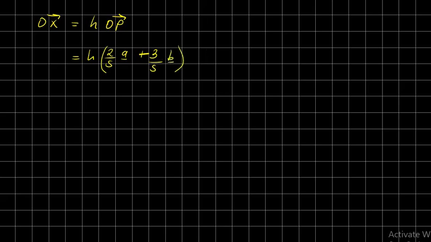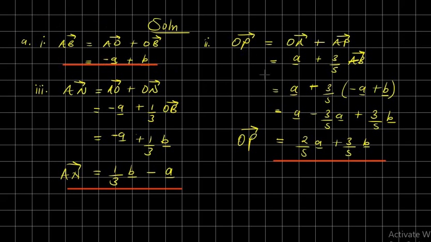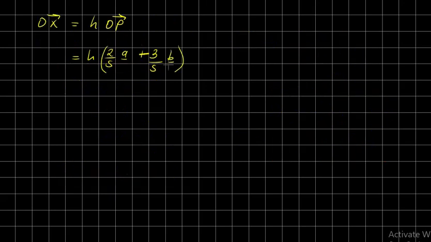Let's double check. Yes, we are right. It is like that. Okay, so here, the next thing is just to expand this, distribute this h. It's going to be 2 over 5 a vector h plus 3 over 5 b vector h. And so that is your answer in part B of this question.